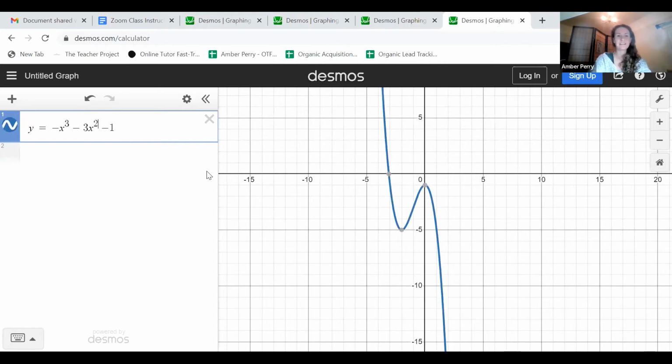What happens if I add in the squared there? So you can see now it's got 1 root, is going in the negative direction because that's negative there. Okay. And it's got 2 turning points. So all these features are really important to be able to recognize. Okay. Back to the PowerPoint.